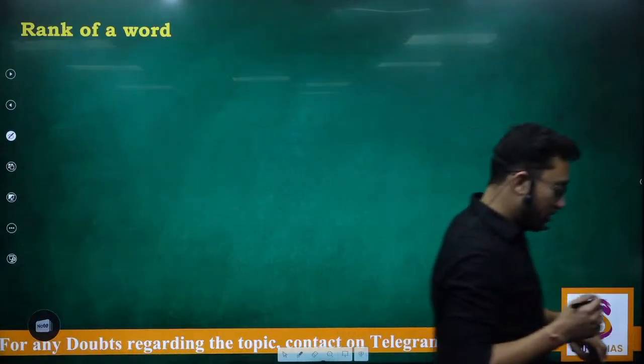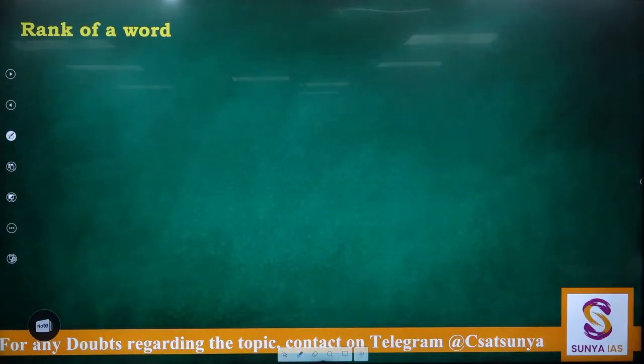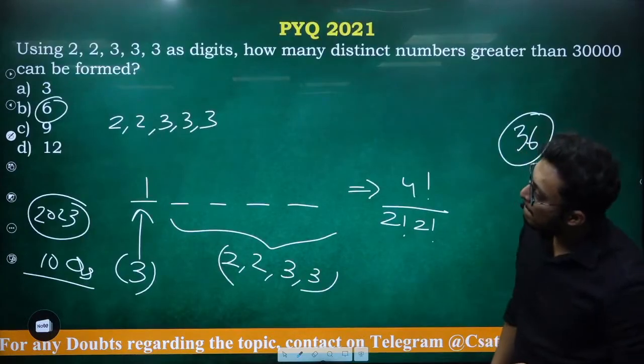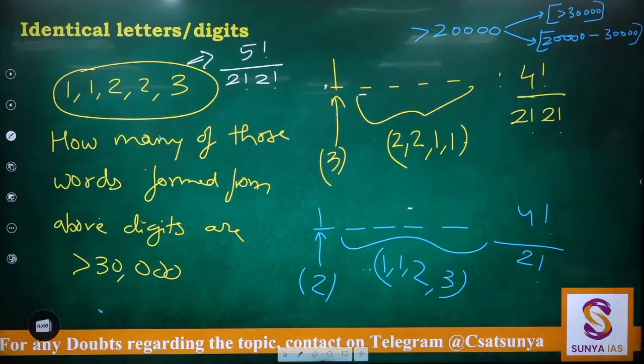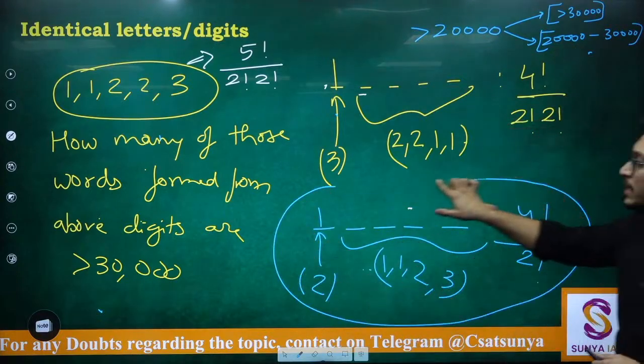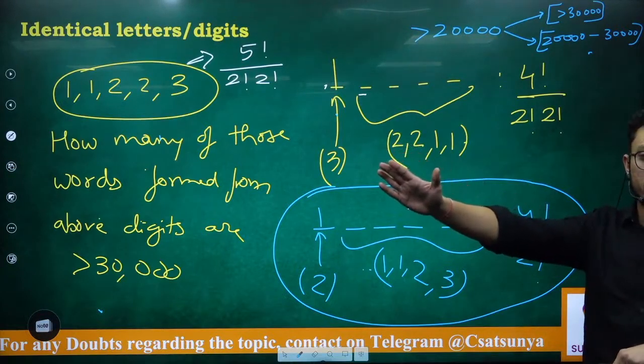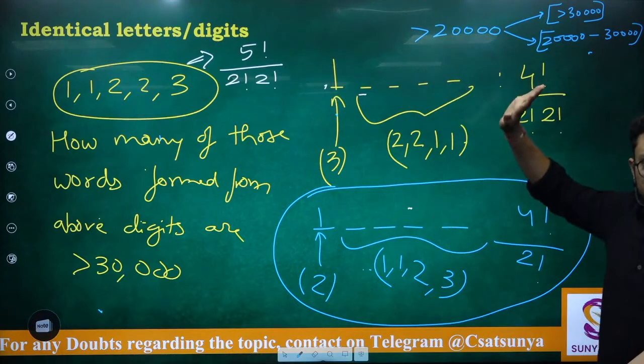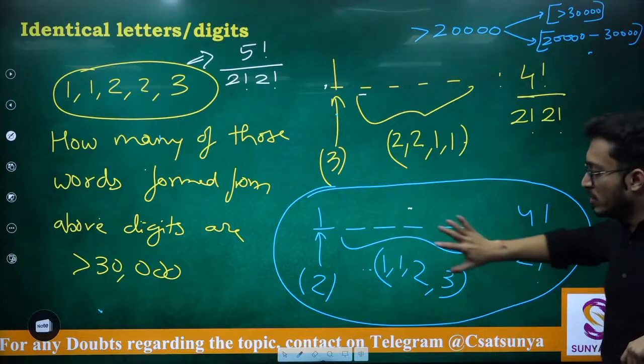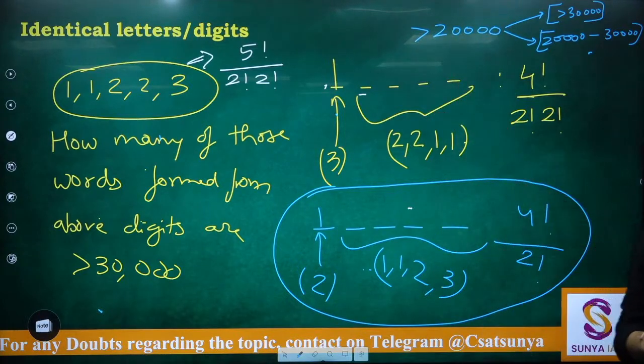Rank of a word. Should I start it? Next class? This is how I found all those numbers that are lying between 20,000 and 30,000. She is asking for numbers greater than 20,000. It includes this case as well as this case. Numbers greater than 20,000 include this case and this case. Is this clear?